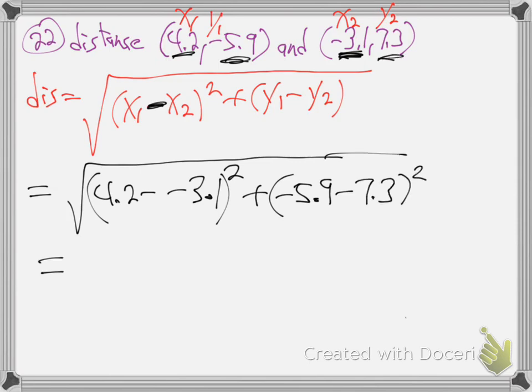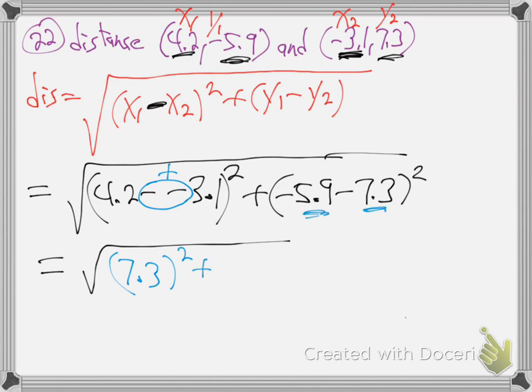7.3. Okay. So now you know that this double negative right here is going to be add, isn't it? So it's going to be what? 7.3 squared, and then they're going to subtract. They're both negative, so they actually add as well, don't they? I'm getting 13.2, negative 13.2 squared.